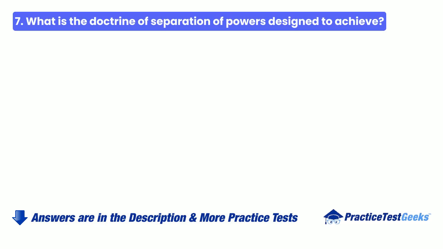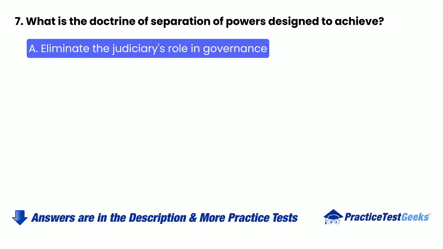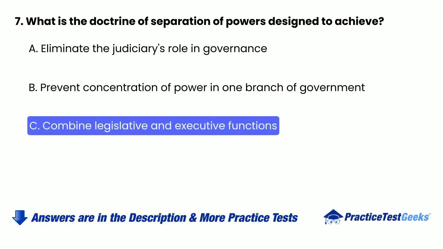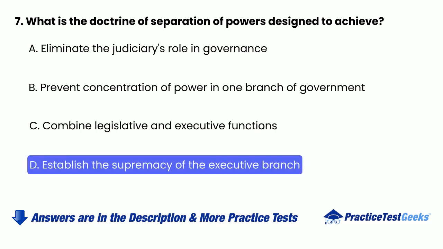7. What is the doctrine of separation of powers designed to achieve? A. Eliminate the judiciary's role in governance. B. Prevent concentration of power in one branch of government. C. Combine legislative and executive functions. D. Establish the supremacy of the executive branch.